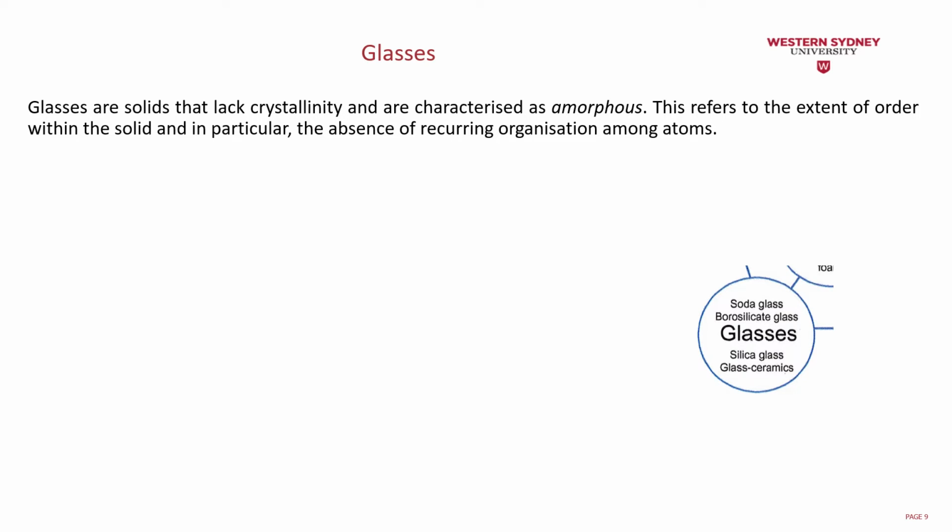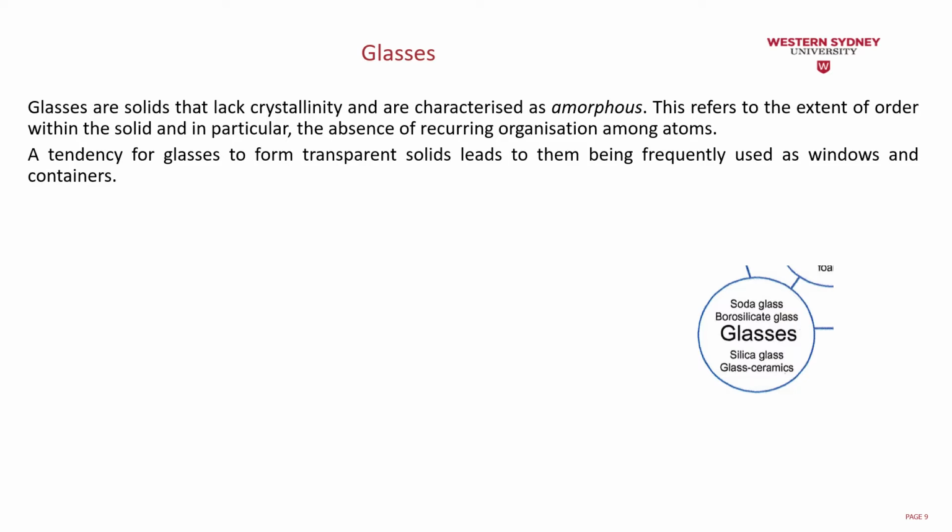The glasses are solids that lack crystallinity, and they are characterized as amorphous. So away from having crystals, they are amorphous, and that's why most glass is transparent. This refers to the extent of order within the solid, and in particular the absence of recurring organization among the atoms. The tendency for glass to form transparent solids leads to it being frequently used as windows and containers.